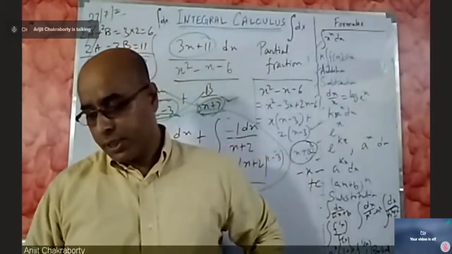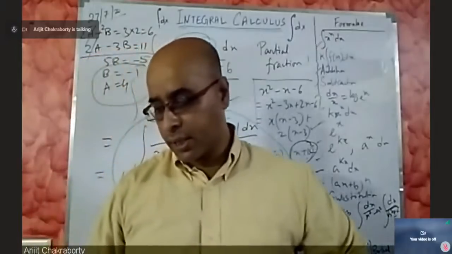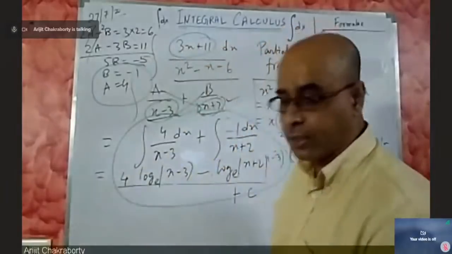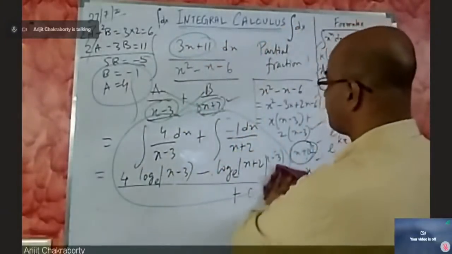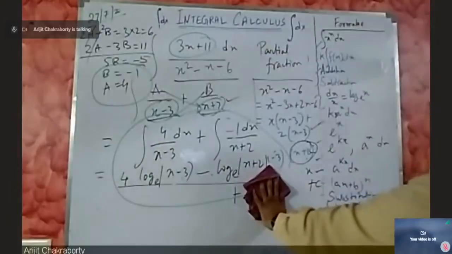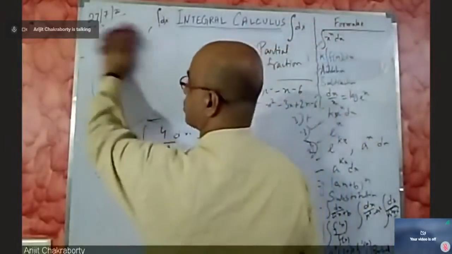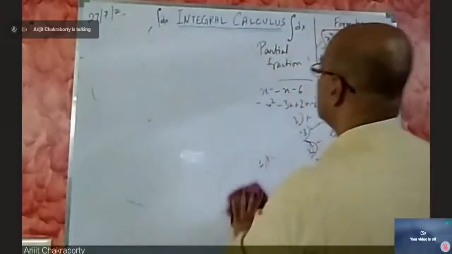Fine. Now we proceed to the last part and we will take example 8.32, page number 8.32. We have done partial fraction as well and we have solved the equation. Let's take.